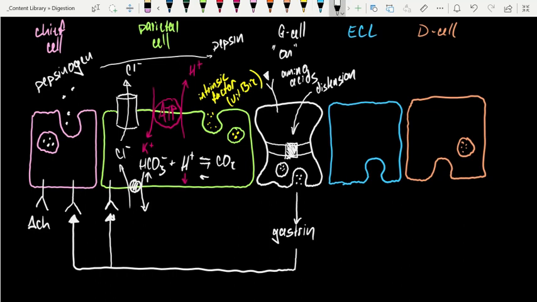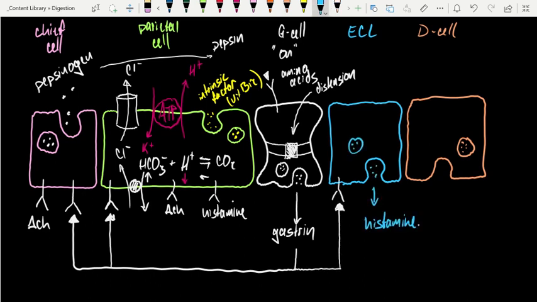Now, there are a couple other triggers on the parietal cell that we want to be aware of. Again, we see the presence of receptors for acetylcholine, emphasizing the importance of the parasympathetic system in activating this. We also see a receptor for histamine. And that leads us to our next cell, which is the enterochromaffin-like cell, the ECL. Not surprisingly, it's gastrin as well that's driving this, among other things. And the release of histamine specifically functions to stimulate acid production from the parietal cell.